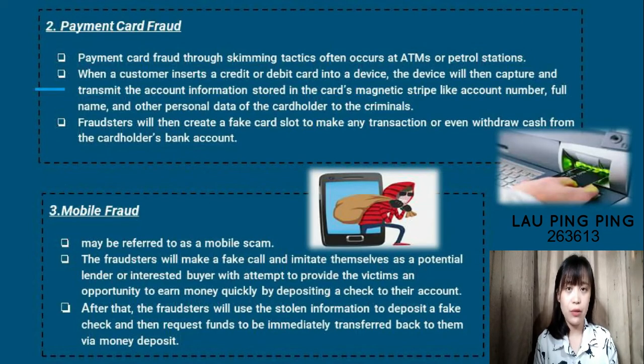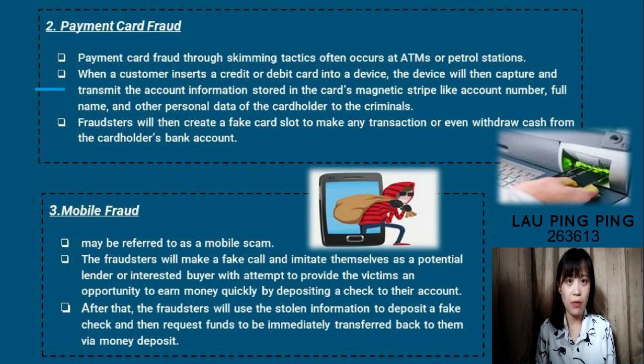Another type of fraud in electronic banking is payment card fraud. Among the most common tactics utilized by fraudsters is skimming. Card skimming often occurs at ATMs or petrol stations. When a customer inserts a debit or credit card into a device, the device will then capture and transmit the bank account information stored in the card's magnetic stripe to the criminals. The fraudster will then create a fake card to make transactions or even withdraw cash from the cardholder's bank account.